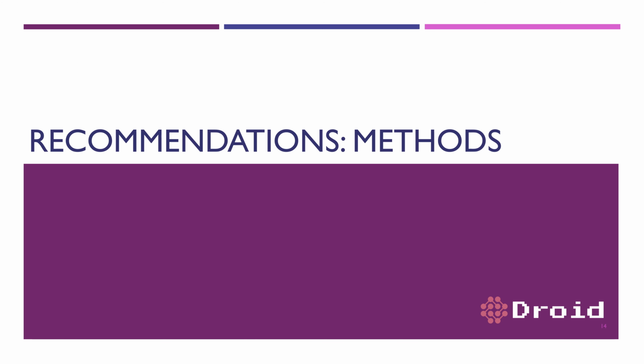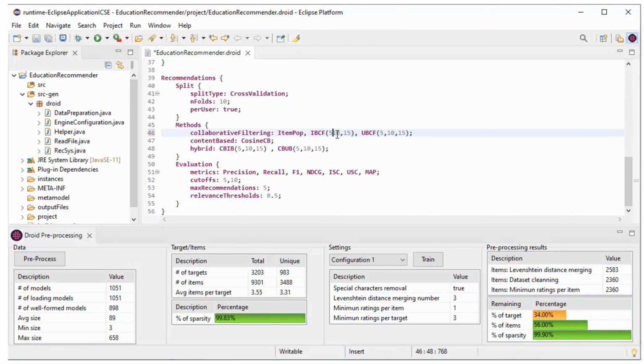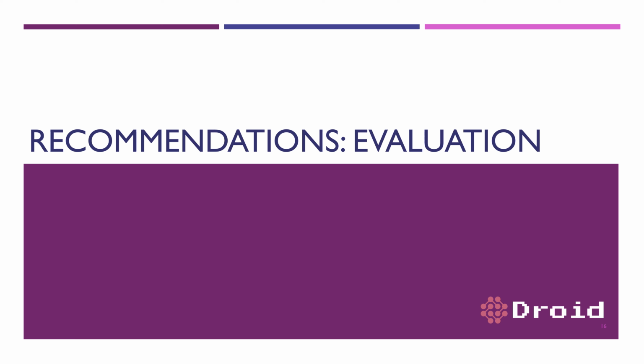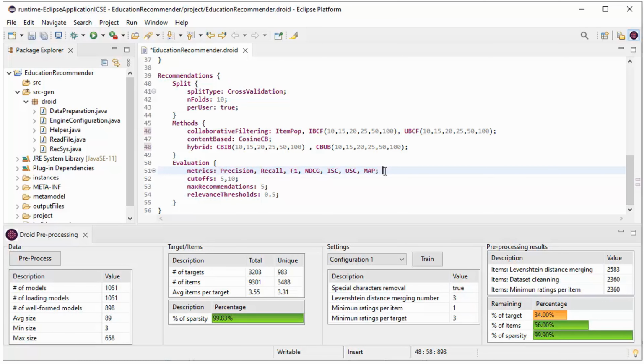Second, methods. Here we define the different algorithms we want to try and the different neighborhood sizes. Lastly, evaluation. We define the different metrics we want to use to evaluate our recommender, as well as cutoff value, maximum recommendation number, and relevant threshold. We save, and using the configuration settings selected, we train our recommenders.